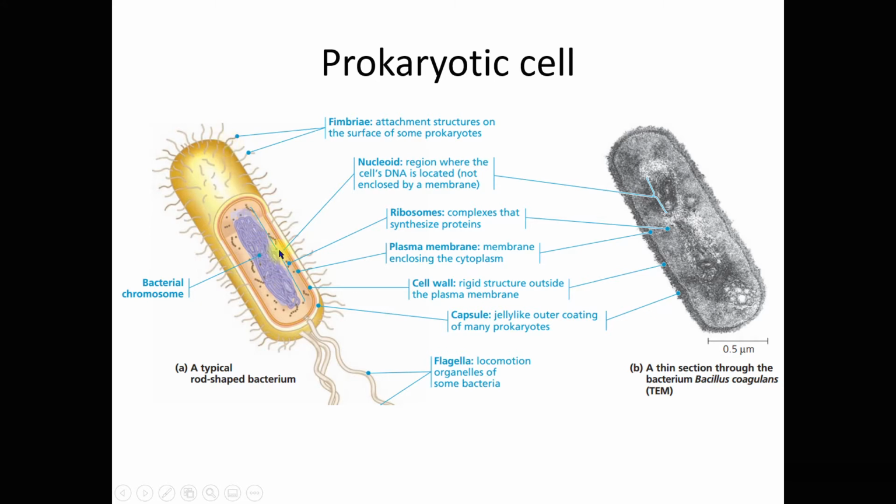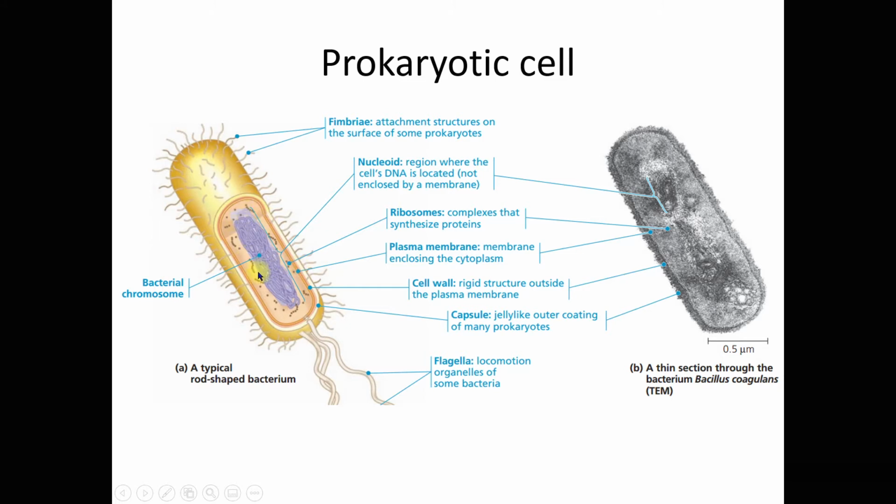Now, the nucleoid, like I mentioned earlier. This is the nucleoid, a region where the cell's DNA is located. And always remember, this prokaryotic cell DNA is not enclosed by any membrane. The plasmid is not shown here.